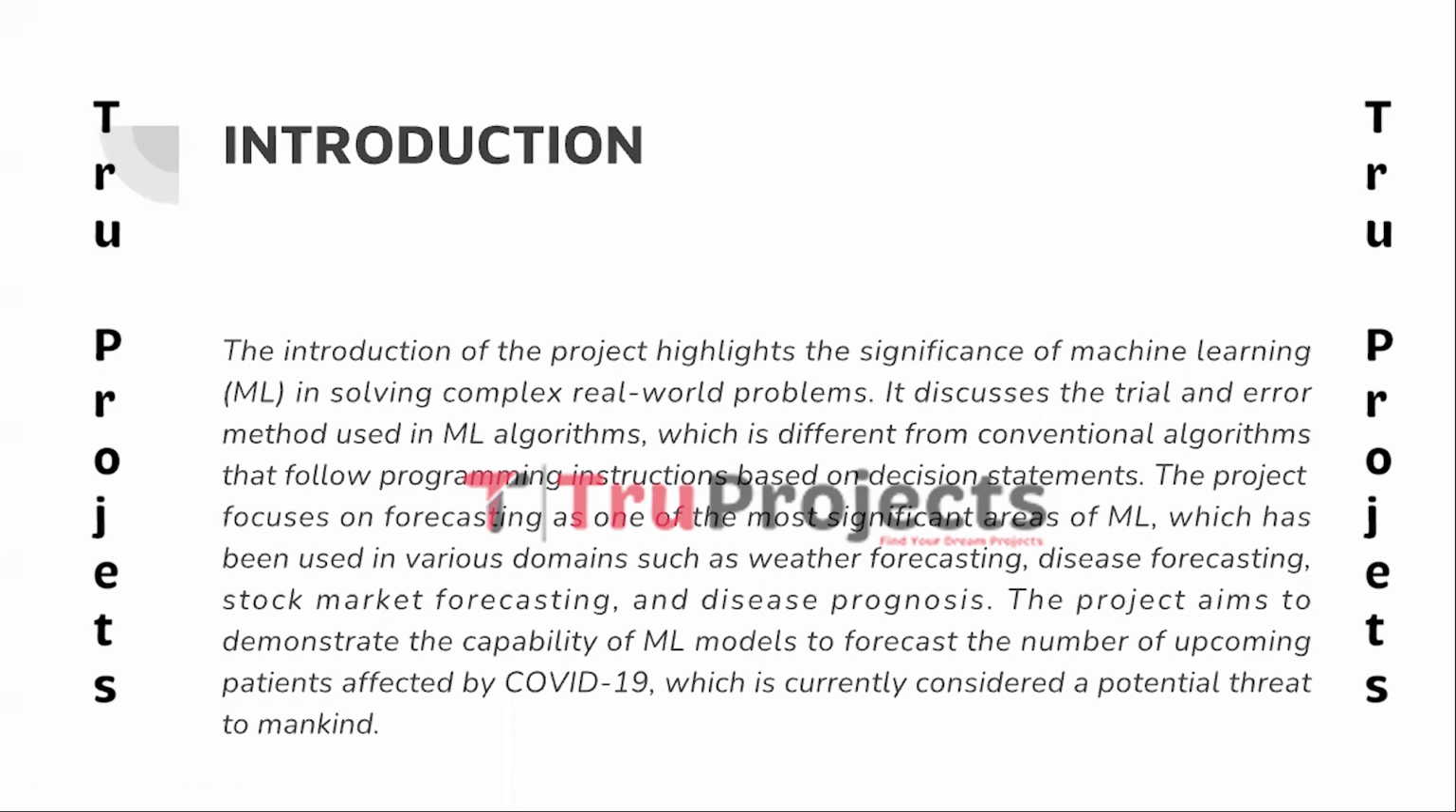The project introduction emphasizes the importance of machine learning in addressing challenging real-world issues. It highlights how ML algorithms differ from traditional ones by relying on trial and error rather than rigid decision statements. Forecasting is identified as a key application of ML, with examples in weather, disease, and stock market prediction. The project is to showcase the ML model's ability to forecast the future number of COVID-19 cases, given its significant impact and potential danger to humanity.